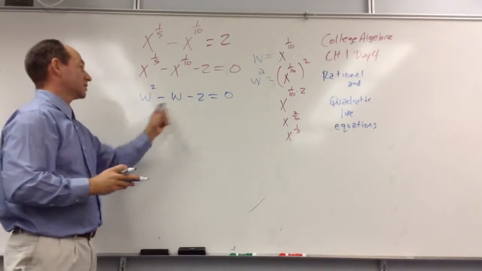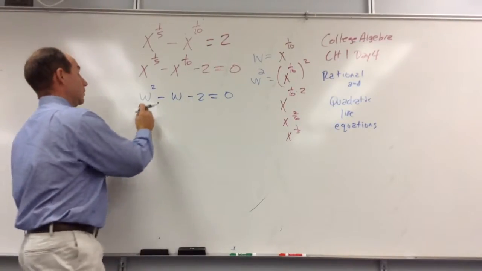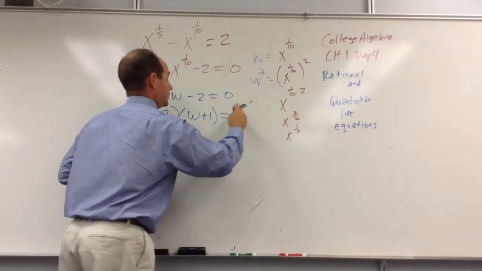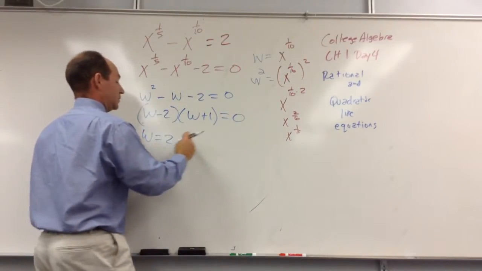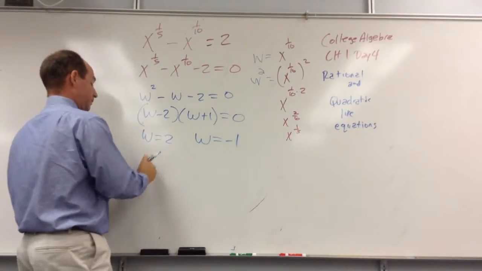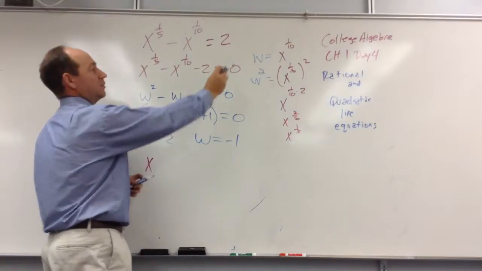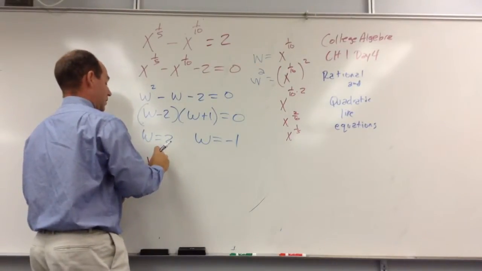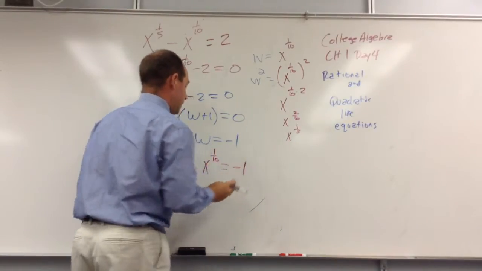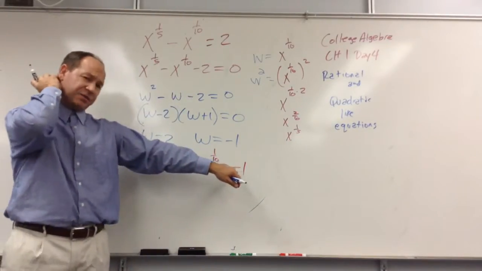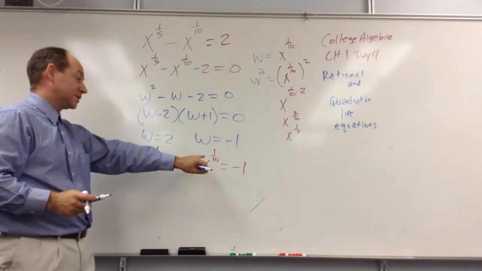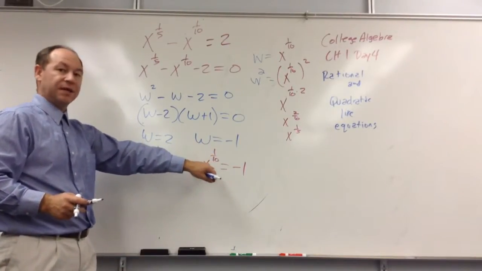This one's a bit easier to solve because this is factorable, okay? This is W minus 2 times W plus 1 equaling 0. So that means either W equals 2 or W equals negative 1. But remember, that's not x. So this is x to the, what did we let W stand for? x to the 1/10 equals 2, or x to the 1/10 equals negative 1. And you might be saying, well, this one can't equal negative 1. No, it can.